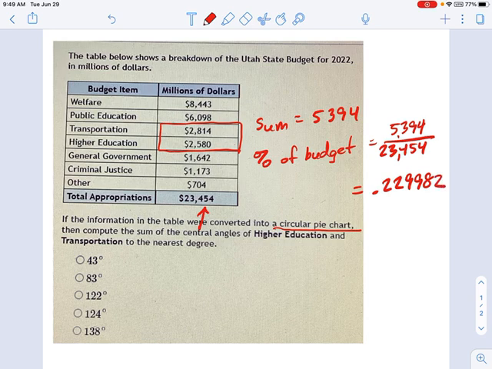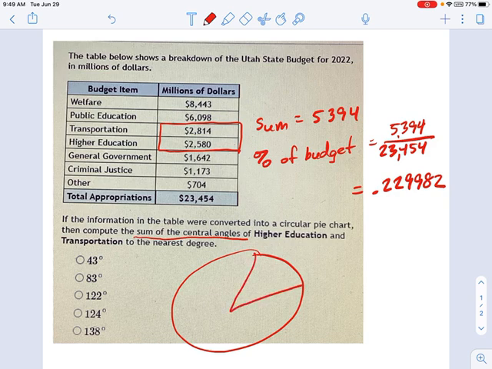And now what we're asked to do with this is convert this into a circular pie chart, and I want to know the sum of the central angles. So in other words, we've got a picture here, and maybe this is not going to be accurate, but let's say this is higher education, and this over here is transportation. And I want to know what's the sum of these two angles here. In other words, what's the angle of the two things put together?